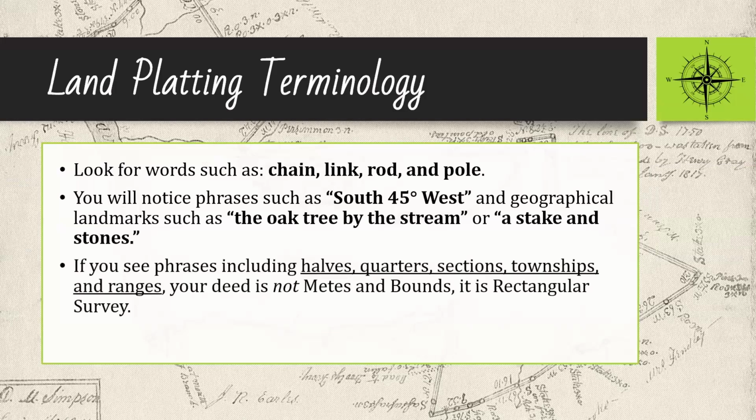If you see anything including fractions, halves, quarters, or sections, townships, and ranges, then this is not a metes and bounds deed. That is rectangular survey. So if you see that, switch to the second half of the handout and start over there.